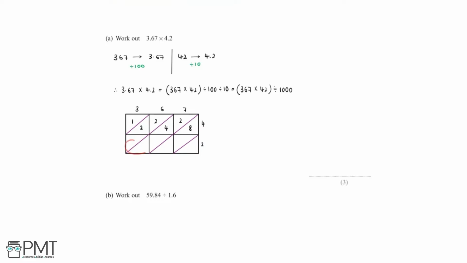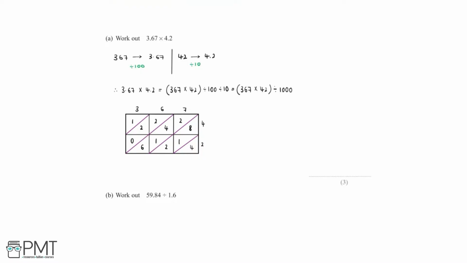3 multiplied by 2 is equal to 6. And since the number 6 is a one-digit number, we'll have 0 in the top triangle and 6 in the bottom triangle. 2 times 6 is equal to 12. And finally, 7 multiplied by 2 is equal to 14. Now we're going to add the numbers inside the boxes, but we're going to do this diagonally.